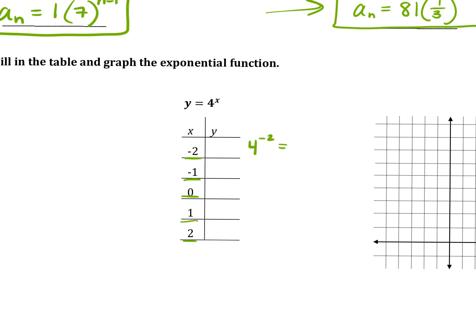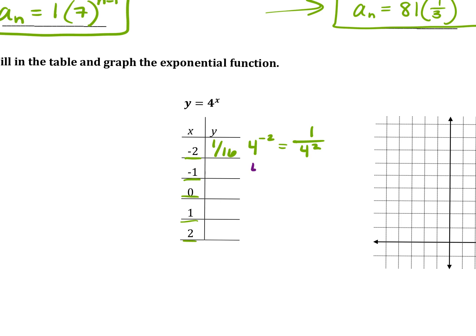What does a negative exponent do? It moves it down. It flips it, okay? So this is going to be 1 over 4 squared. What's 4 squared? 16. So this is 1/16. That's your y value on that one.